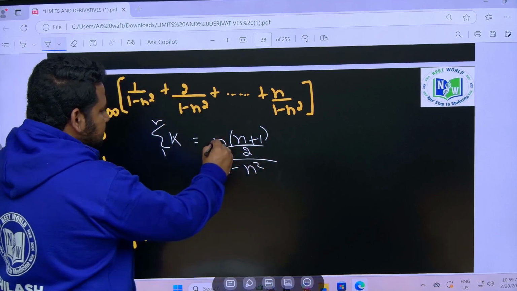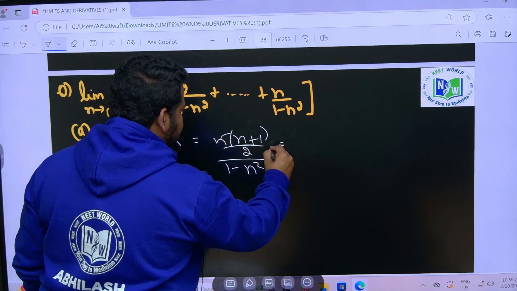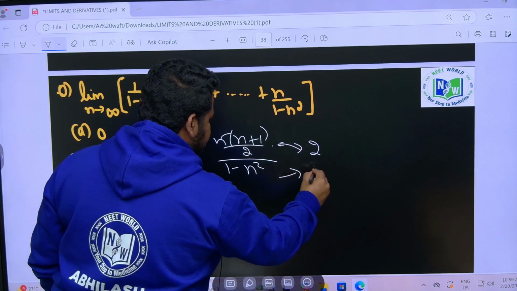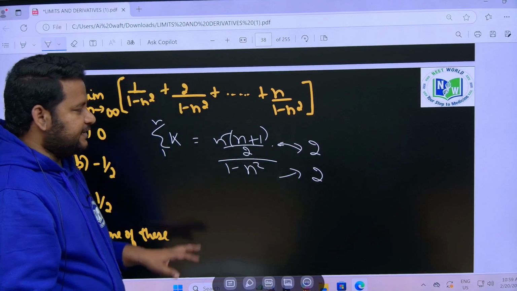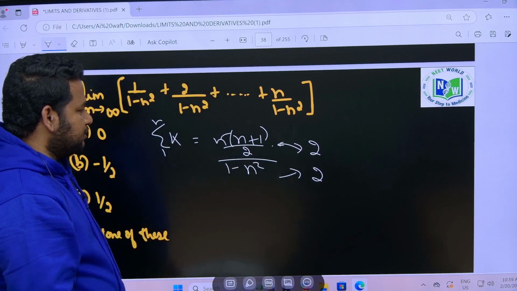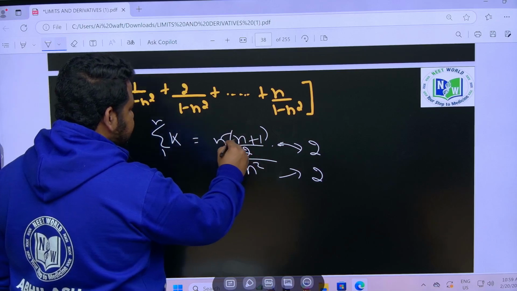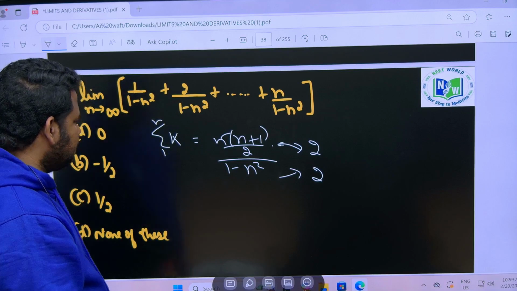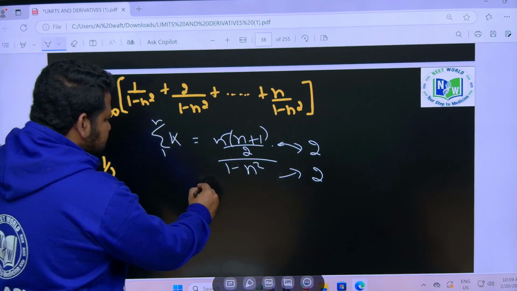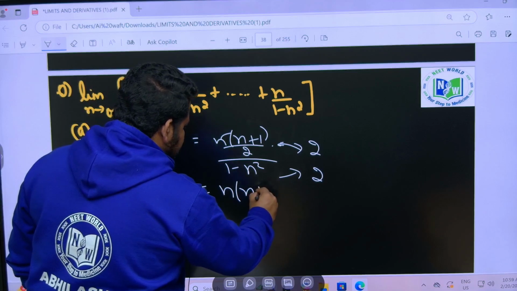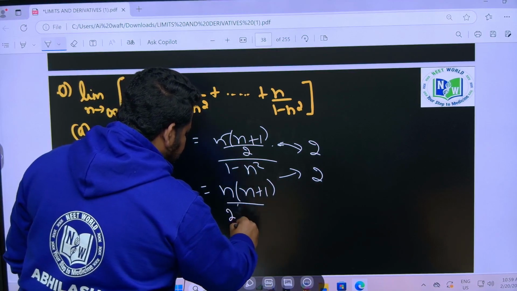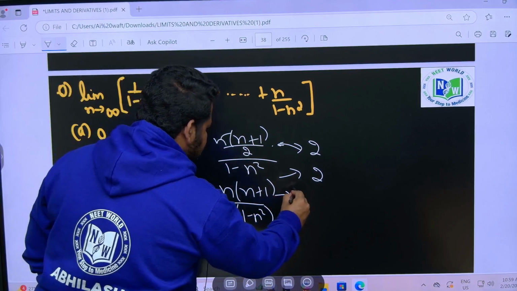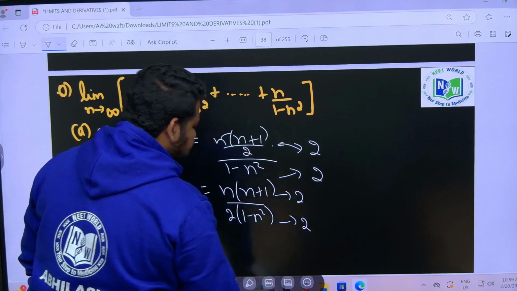So here the power of the numerator will be equal to 2, and the power of the denominator will also be equal to 2. So what should we do? We take the coefficient of the highest power. The numerator becomes n into n plus 1, and the denominator becomes 2 into 1 minus n square. Here the power is 2 and here also the power is 2. So m is equal to n.